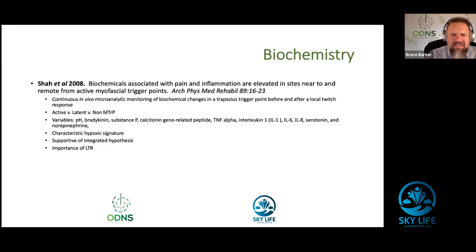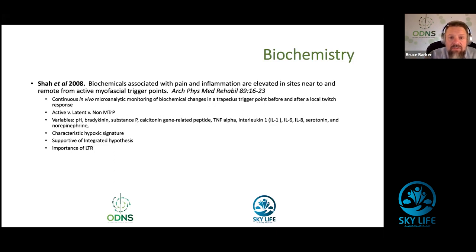How about biochemistry? There's a fascinating study done by a guy called Jay Shah. Now, he looked at the biochemical characteristics, the chemical characteristics in the tissues inside a trigger point, just outside a trigger point, and in another muscle distal to that. So gastrocnemius in the study was the distal part and trapezius was the experimental part. So he looked at the trapezius and took a dialysis needle and put it just next to the trigger point, measured the chemicals in that area. And we're talking bradykinin here, histamine, interleukin 1-6, pH even. Measure that chemical, leave the needle for 5 minutes, and then push the needle even further into the trigger point and make it twitch.